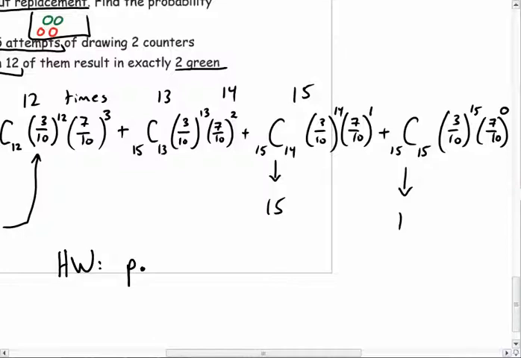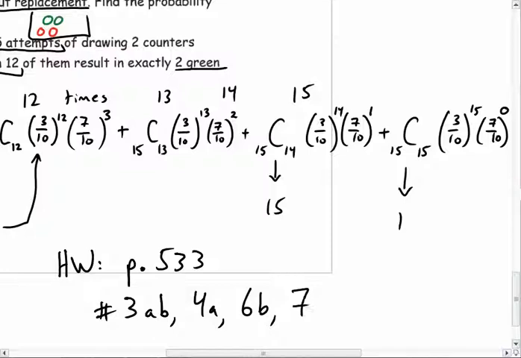Your homework for today comes from page 533. Numbers 3, 4, 6, and 7. Okay, so if you have trouble with plugging that into your calculator, just watch the YouTube video over the weekend.